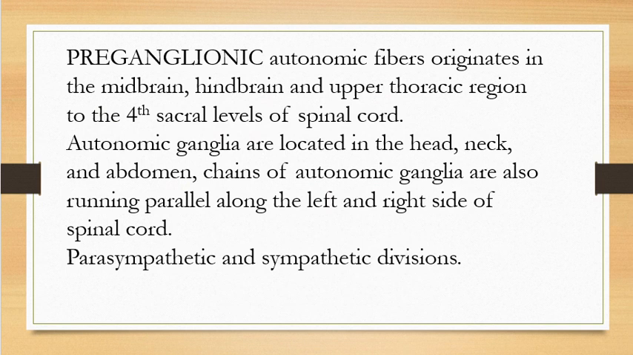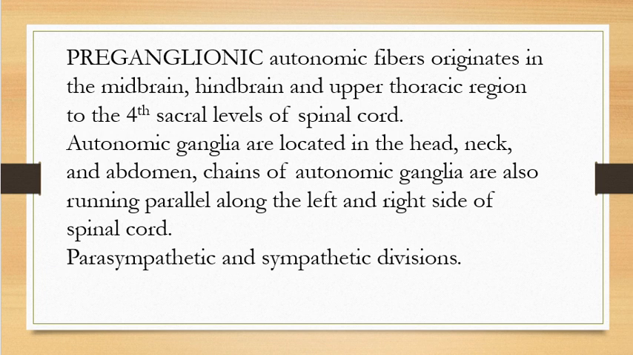So where do the preganglionic autonomic fibers originate? These originate in the midbrain and hindbrain, and in the upper thoracic to the fourth sacral levels of the spinal cord. So these are the locations from where the preganglionic autonomic fibers originate, while the autonomic ganglia are located in the head, neck, and abdomen. Chains of autonomic ganglia also run parallel on the right and left sides of the spinal cord.